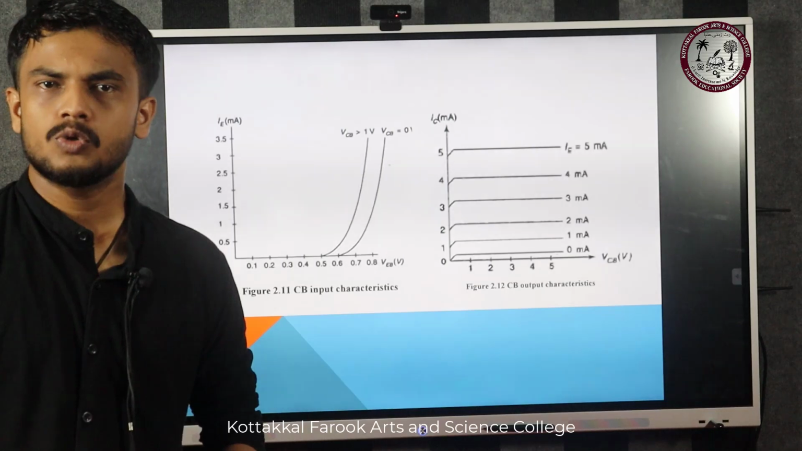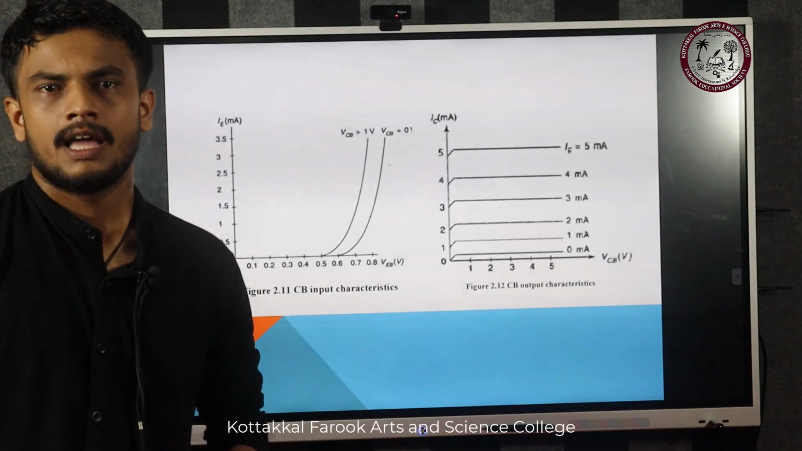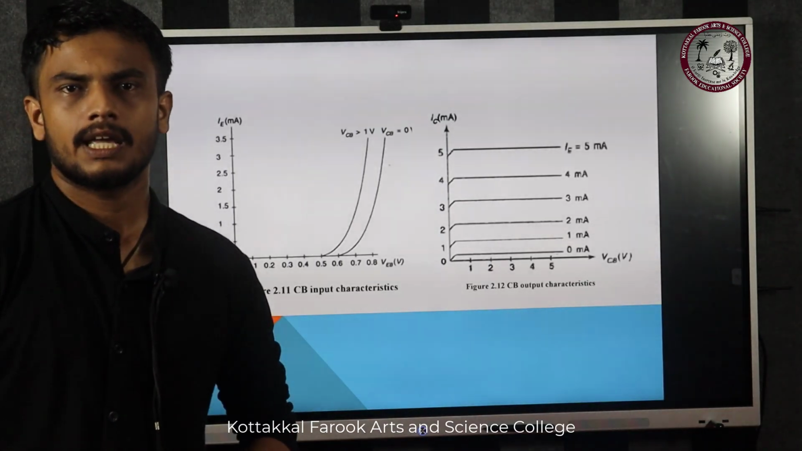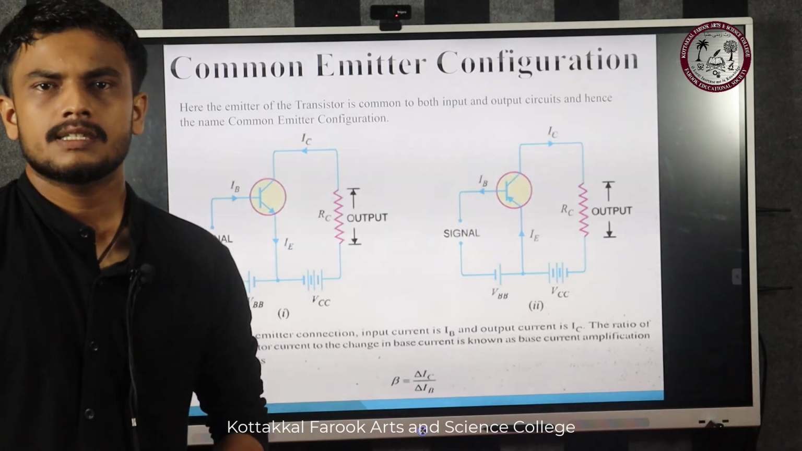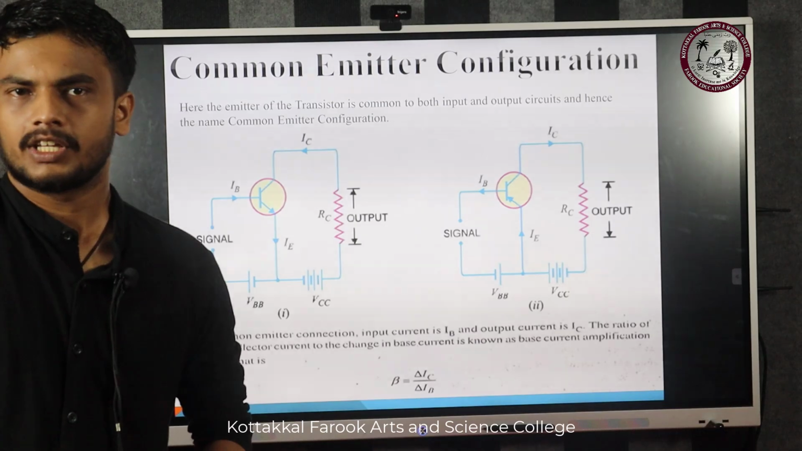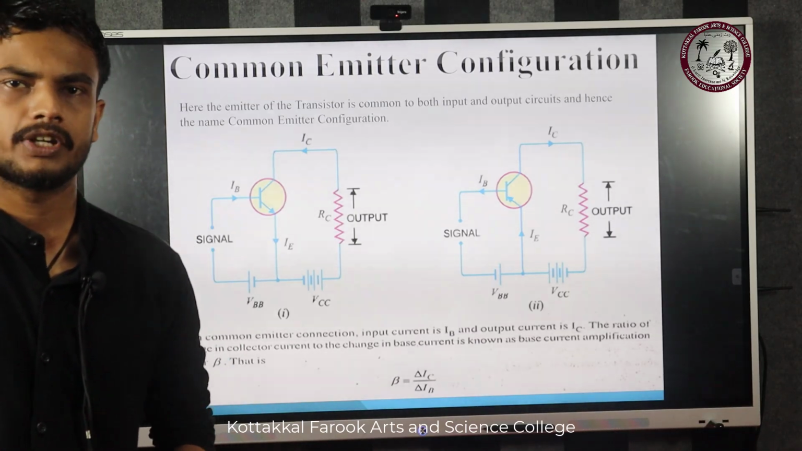Similarly, there are two more configurations, that is the common emitter configuration and the common collector configuration. Now move on to the common emitter, which we commonly use in every transistor as well as in amplifications. The common emitter configuration.